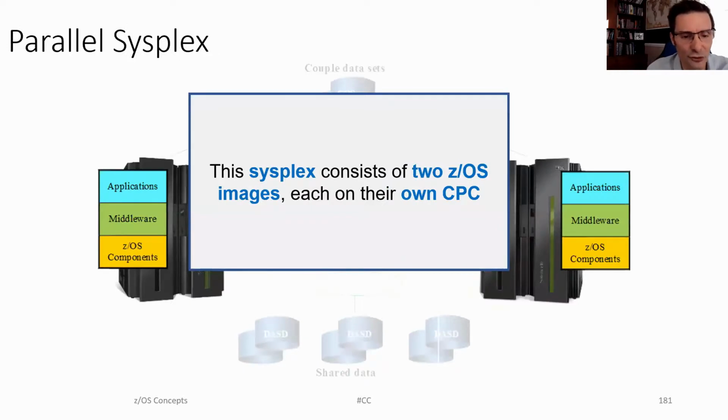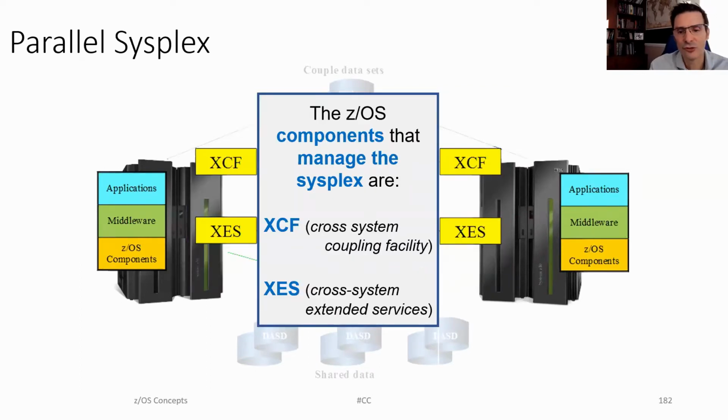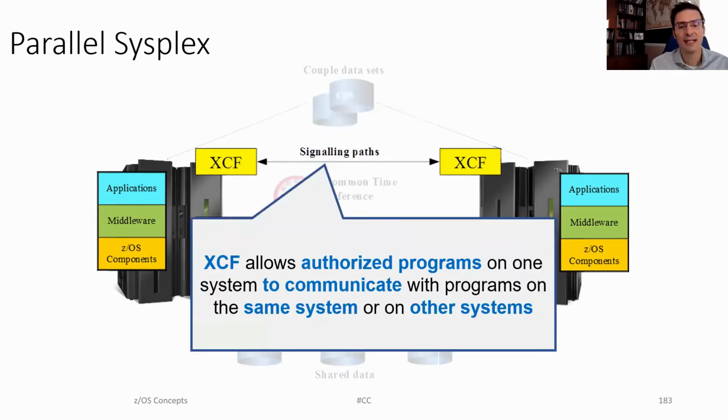So in this example, I have two mainframes, and they're both in the same Sysplex, one on each different mainframe box, or CPC. The mainframe boxes are called CPCs. There are a couple of components that help manage the Sysplex: XCF and XCS. XCF manages the communication mechanisms between the different systems in the Sysplex, and each system can communicate with one another using signaling paths.